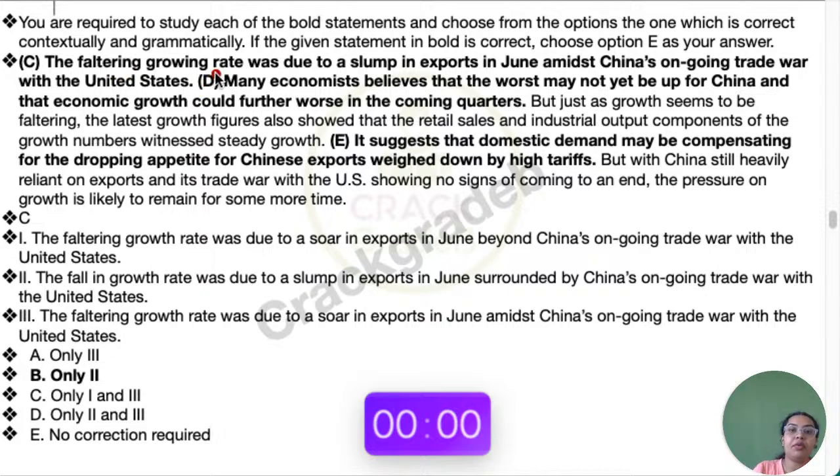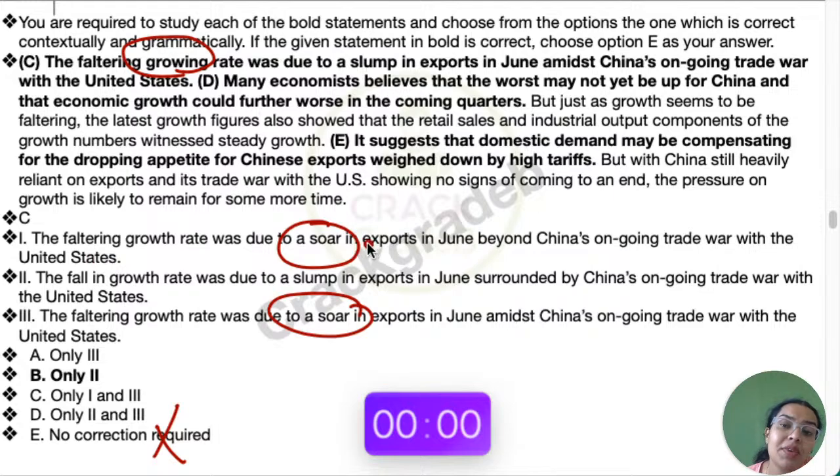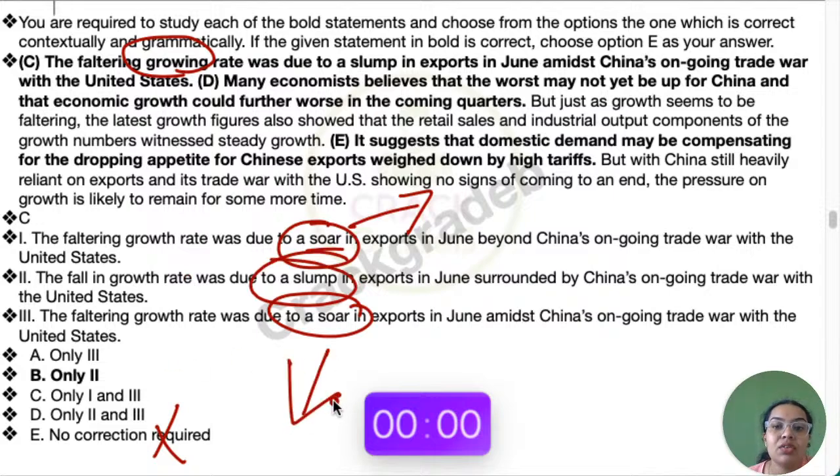The faltering growing rate, the rate is of a category. So we cannot say growing rate. I cannot use this word as an adjective. So growth rate, of course, this is out. Was due to a soar, there is fall. It is not something which is soaring, that means going up. It is slumping, that is going down. So from only by reading this much you can know the answer is clearly only the second one.